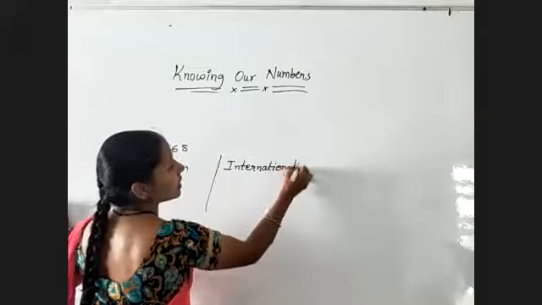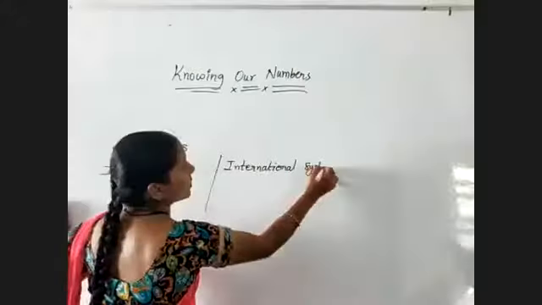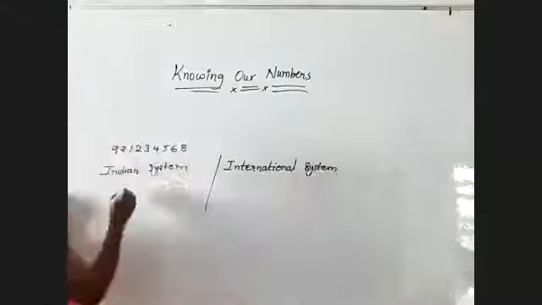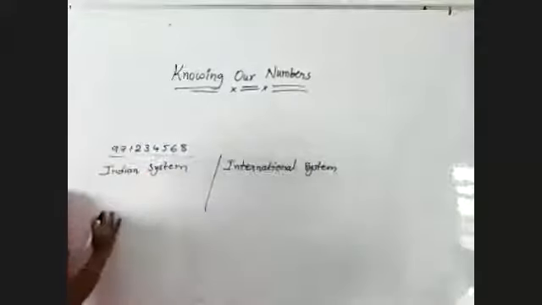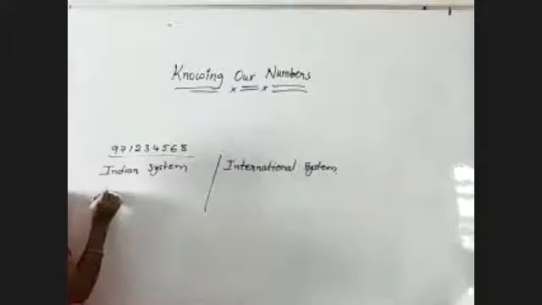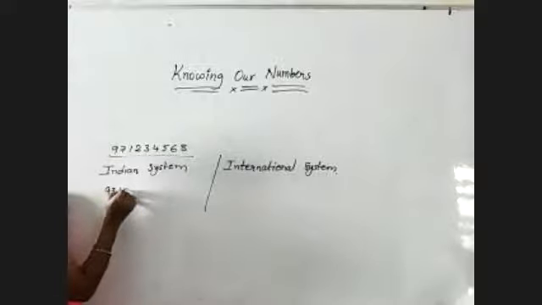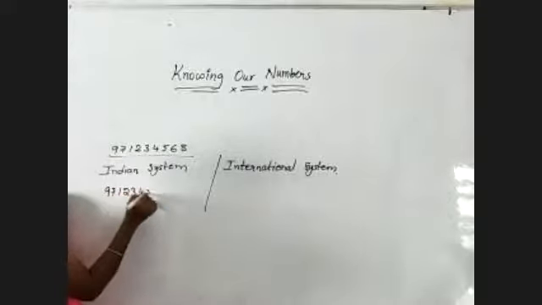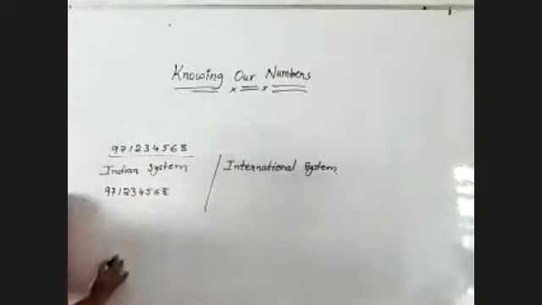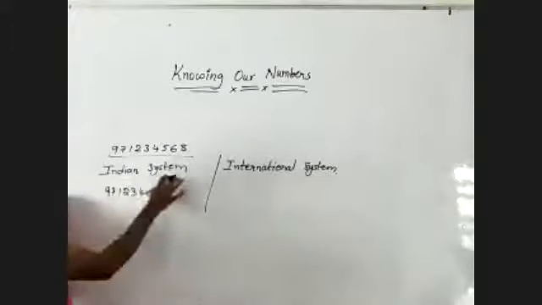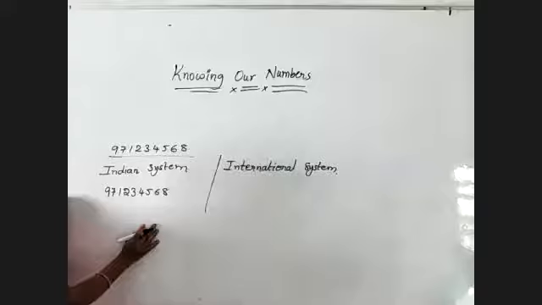Indian and international system of numeration. So how should I elaborate this number using the Indian place value system? 9, 7, 1, 2, 3, 4, 5, 6, 8. Whatever number is given, first note it down. And in the Indian place value system, how do we have to insert the commas?